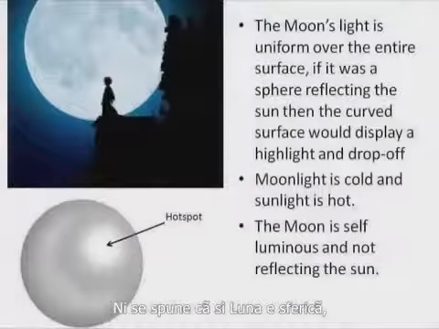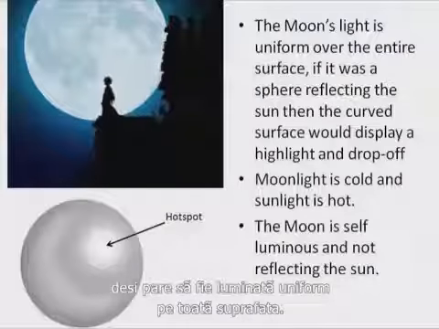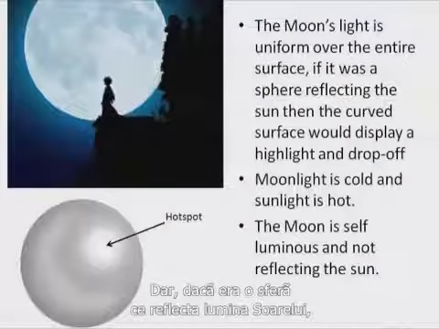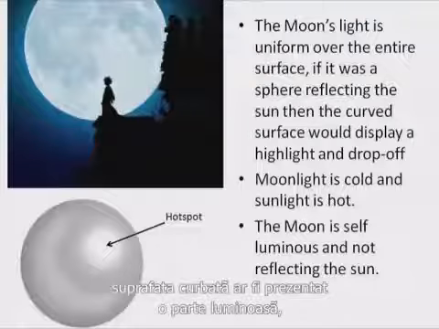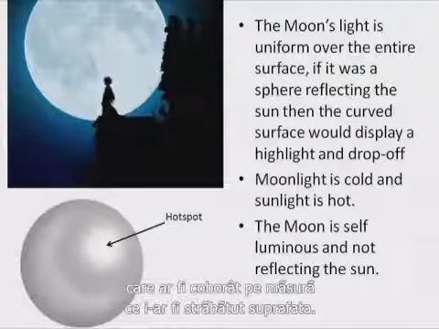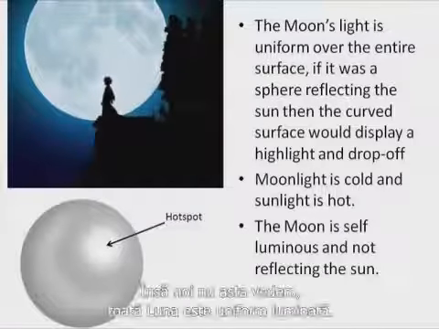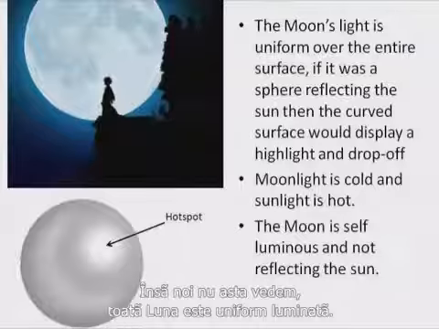We are told that the moon is also spherical, but when we look at the moon, it seems to be lit uniformly over its entire surface. But if it was a sphere reflecting the sun, then that curved surface would display a highlight, and then that light would drop off as it went round the surface. But that's not what we see. The entire moon is lit uniformly.